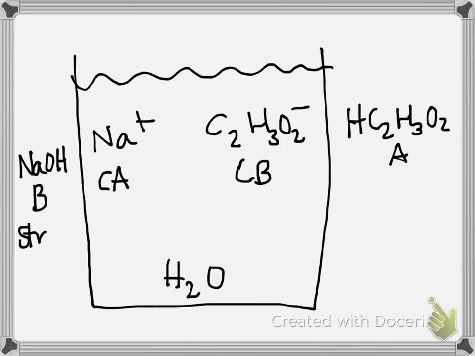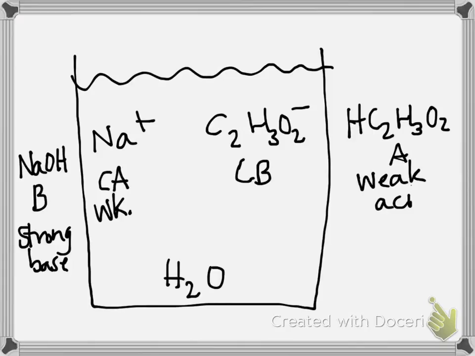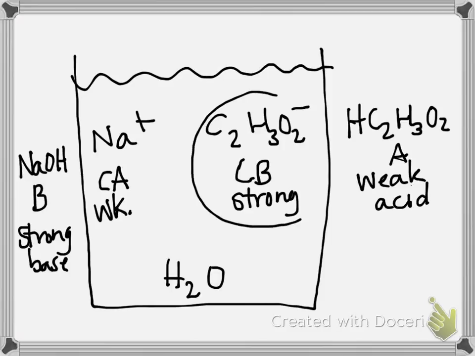NaOH is a strong base. So a strong base makes a weak conjugate acid. HC2H3O2 is a weak acid. And a weak acid will make a strong conjugate base. In solution now, we have a very strong conjugate base. It means that it is looking to accept a proton. It is a strong conjugate base. It's a base, so it's a proton acceptor. The only thing it can accept a proton from is water.